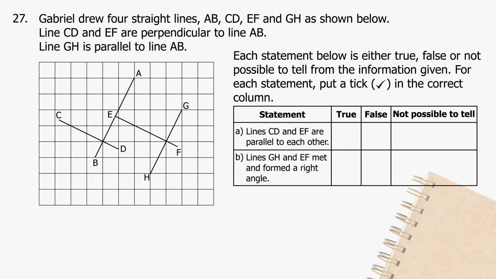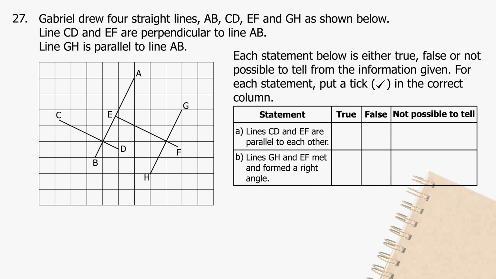Question 27. Gabrielle drew 4 straight lines AB, CD, EF, and GH as shown below. Line CD and EF are perpendicular to line AB. Line GH is parallel to line AB. Each statement below is either true, false, or not possible to tell from the information given. For each statement, put a tick in the correct column.